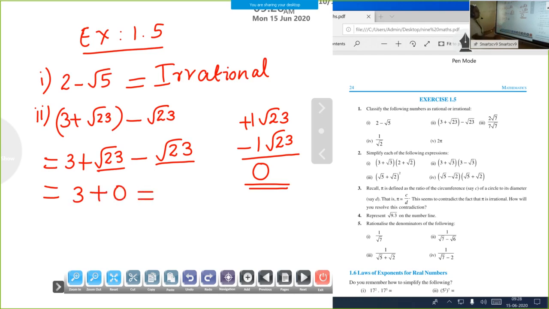What's the value of 3 plus 0? 3 plus 0 is 3. Is it rational or irrational? 3 is one rational number. So 3 is rational. Check that question again.